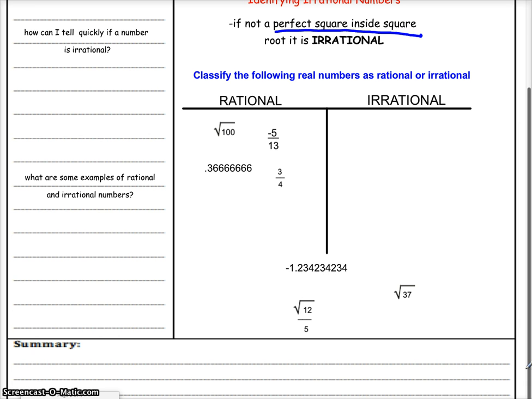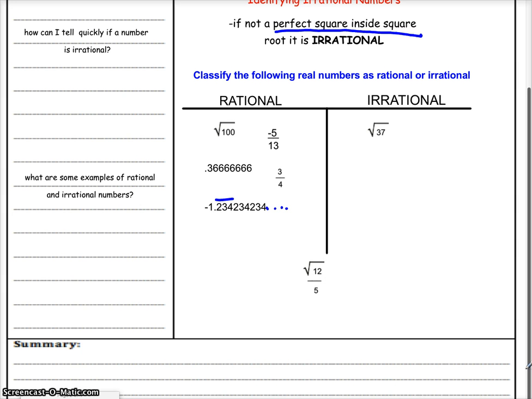Negative 1.234, and that keeps going. Rational, because it's a pattern that I can assign a variable to. So this would be rational. The square root of 37. Irrational, because 37 isn't a perfect square.